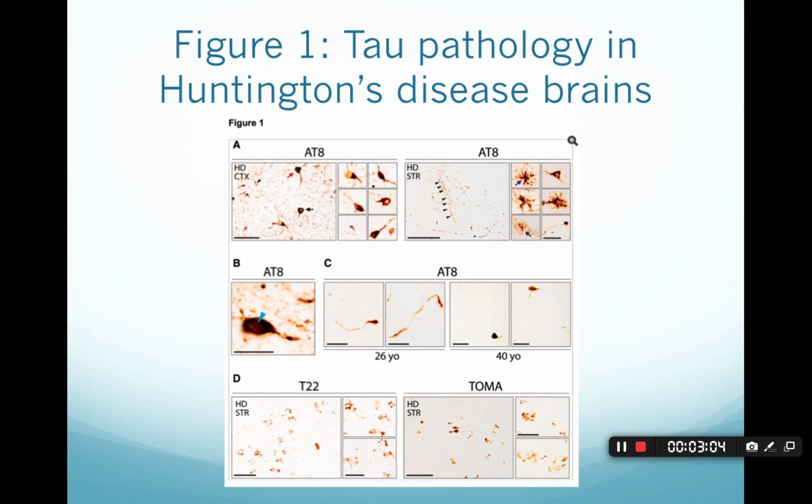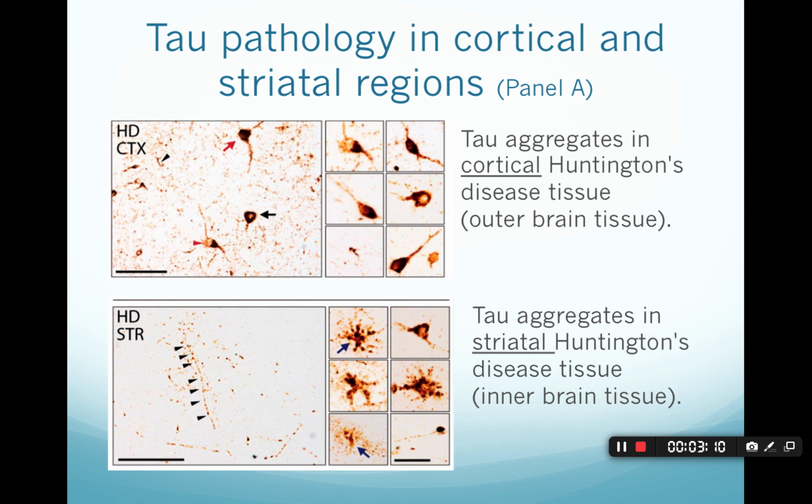In the next 3 slides, I'm going to focus more narrowly on what is observed in panels A, C, and D. These 2 images show tau aggregation in both cortical and striatal brain tissue samples with Huntington's disease. The arrows and arrowheads point to different morphologies of the tau deposits, such as flame shape, the red arrow, and globular, the red arrowhead, to highlight a few.